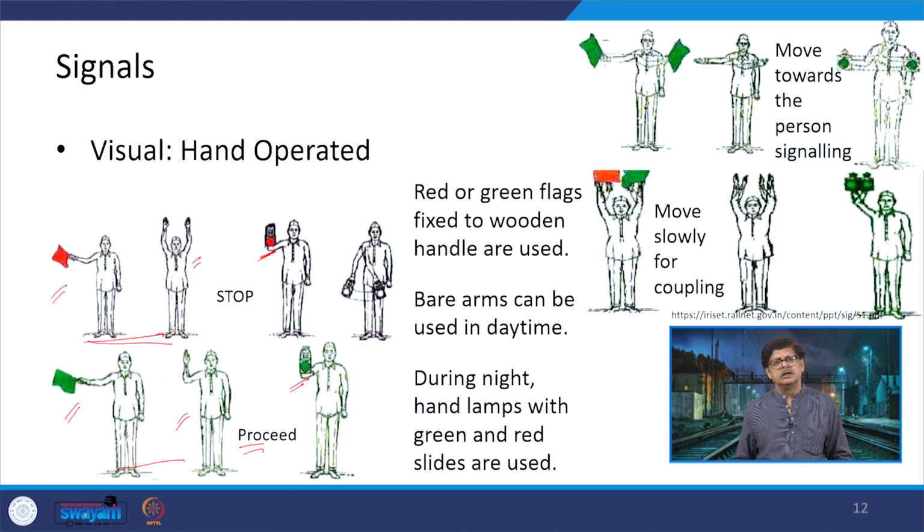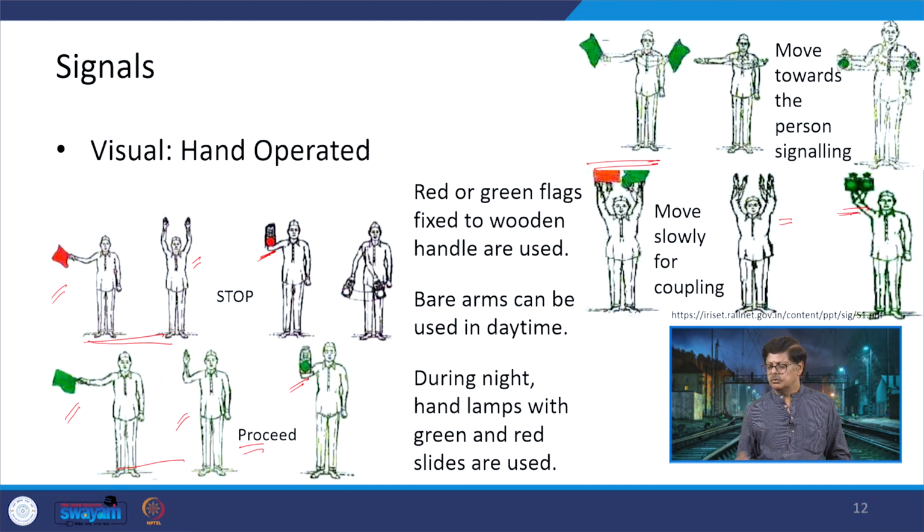signaling the information. Whereas, if both of the things have been used together, that means the red flag as well as the green flag have been taken up, it means you come but slowly, so that the coupling of the vehicles can be done. Here also, not just keeping the hands up, we are putting the hands in both the directions, that means come slowly and slowly and then stop.